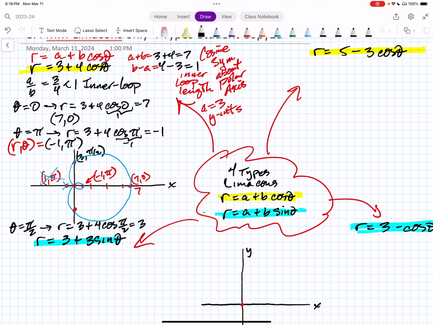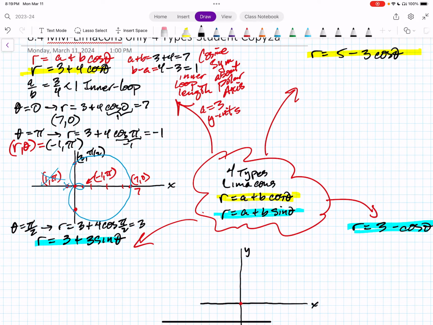And there we go. So the a values represent the y-intercepts. I showed you how to get the x-intercepts numerically by substitution, but again, there's an easy way to get them. You just add and subtract a and b, and you get the information that you need. And as long as you know that since you're dealing with a cosine function, it's symmetric about the polar axis, you're good to go.